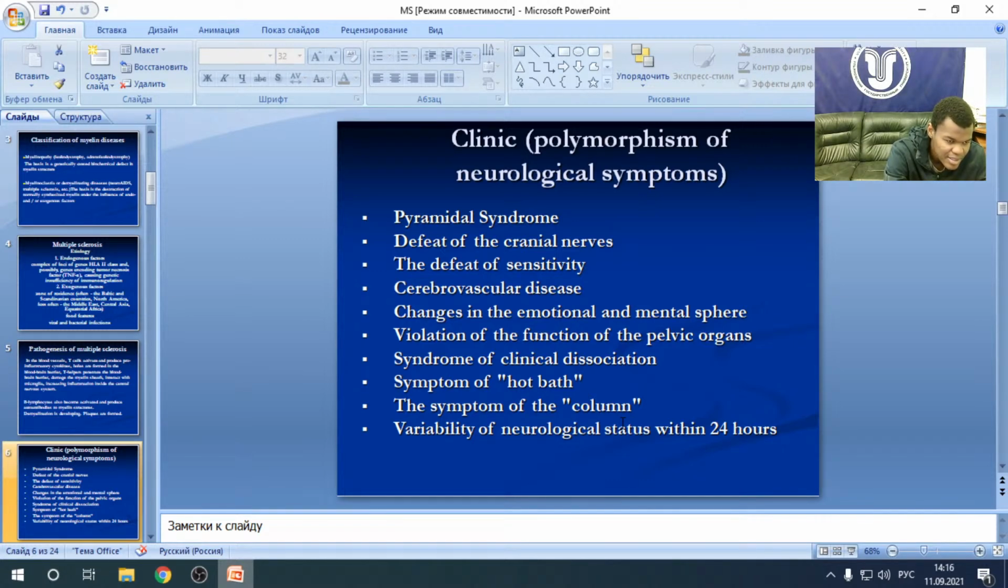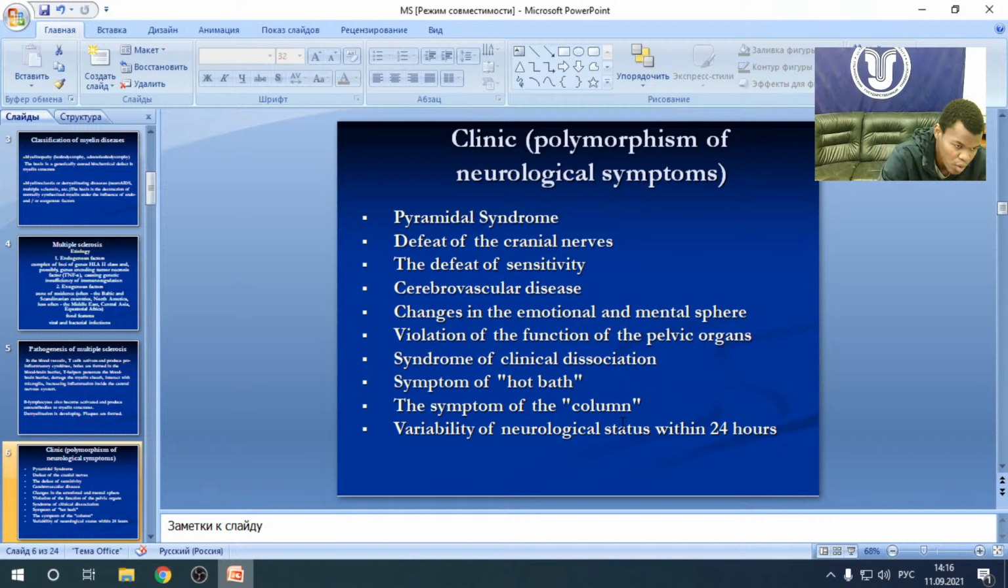Syndrome of clinical dissociation is what I talked to you about, when you have a mix of central and peripheral pyramidal syndrome. They will be mixed. You won't see just central or peripheral. They will be a mix.